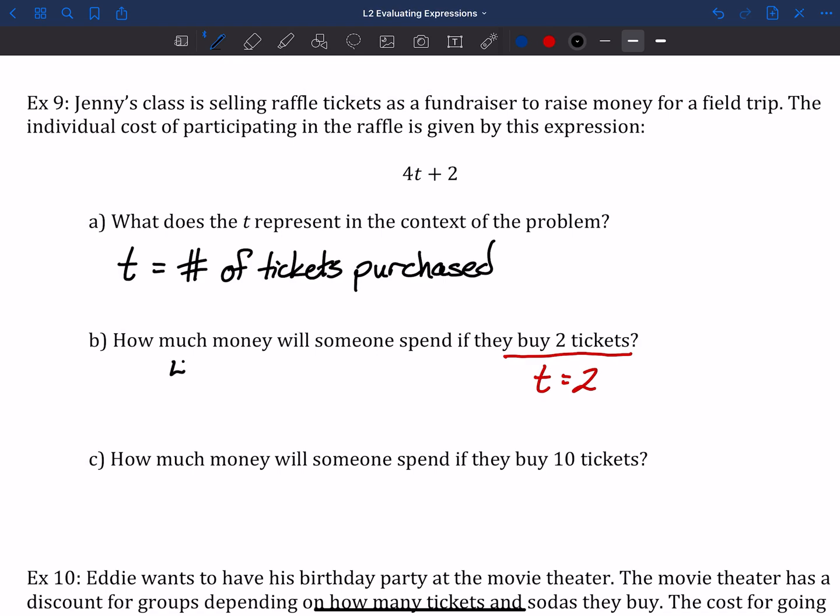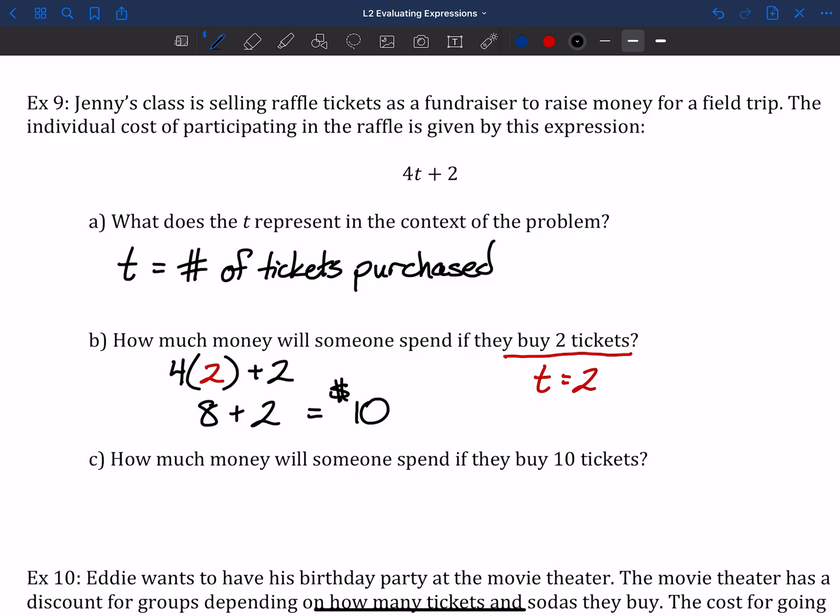So all I have to do is plug 2 in where I had a t. All right, so this is 4 times 2 plus 2. So to buy 2 tickets, let's figure it out. 4 times 2 is 8, and then plus another 2 gives me 10. So it'll cost them $10 to buy 2 tickets. All right, not too bad.